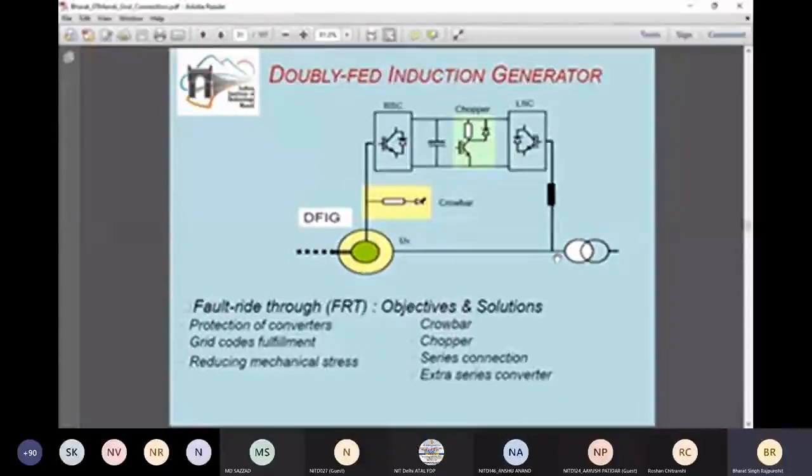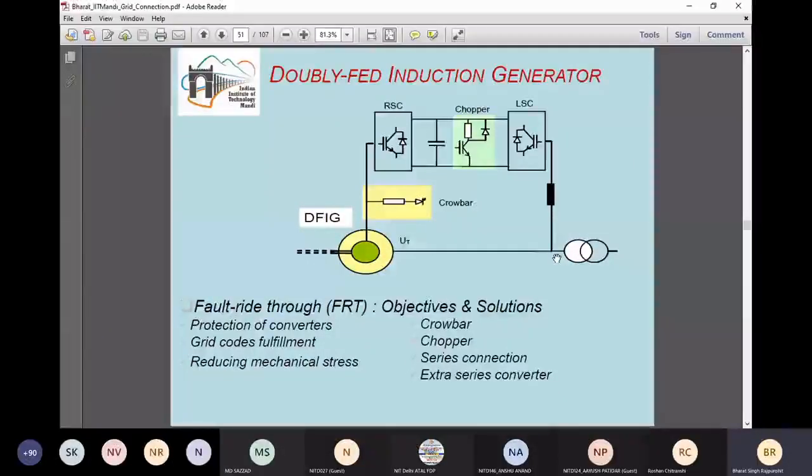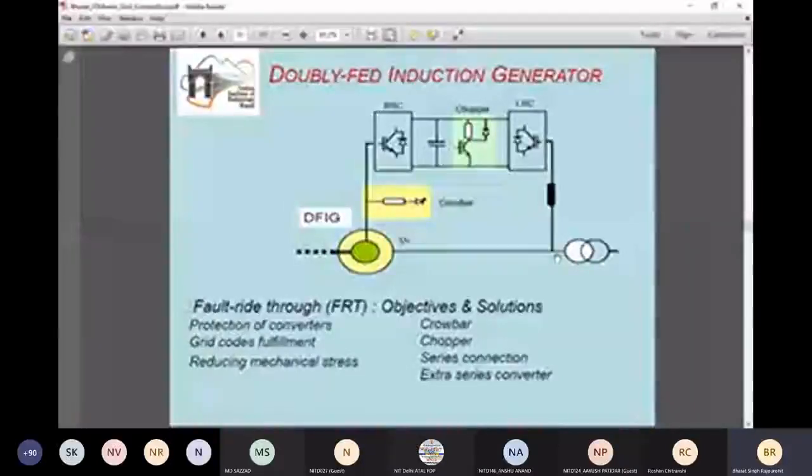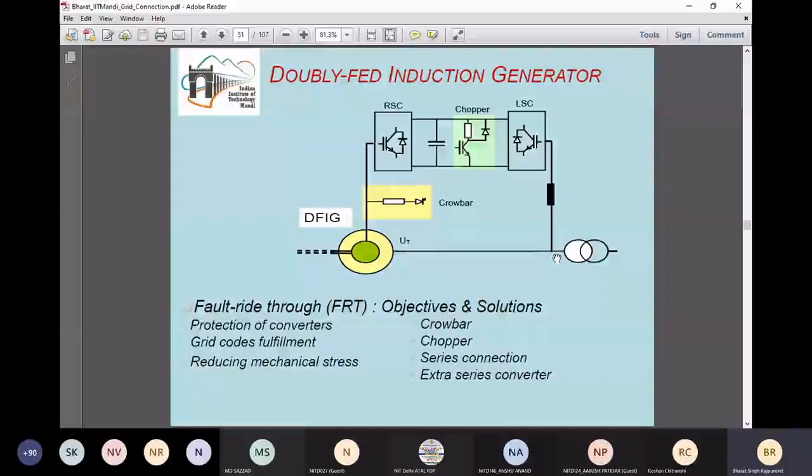So this is expected. So what will happen if the current is increasing in this rotor circuit? The chopper is going to come into the picture. The chopper has a resistance with it, and when it comes into the picture, it is going to dissipate the extra amount of energy which is in the DC link. So it is able to maintain this DC link voltage as well as dissipate the extra amount of energy which is coming due to the increased current.